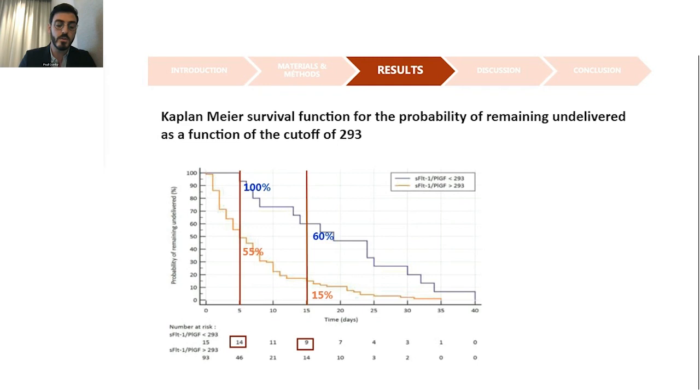Overall, pregnancy was ongoing within 5 days in 100% of women with an sFlt-1-PlGF ratio under 293, compared with only 45% of women with a ratio of more than 293. At 15 days, 60% of women remained pregnant in the group with a ratio under 293, compared to only 15% in the group over this cutoff. So this cutoff seems really interesting to separate two really different groups for the prognosis of early onset preeclampsia in our population in Toulouse.